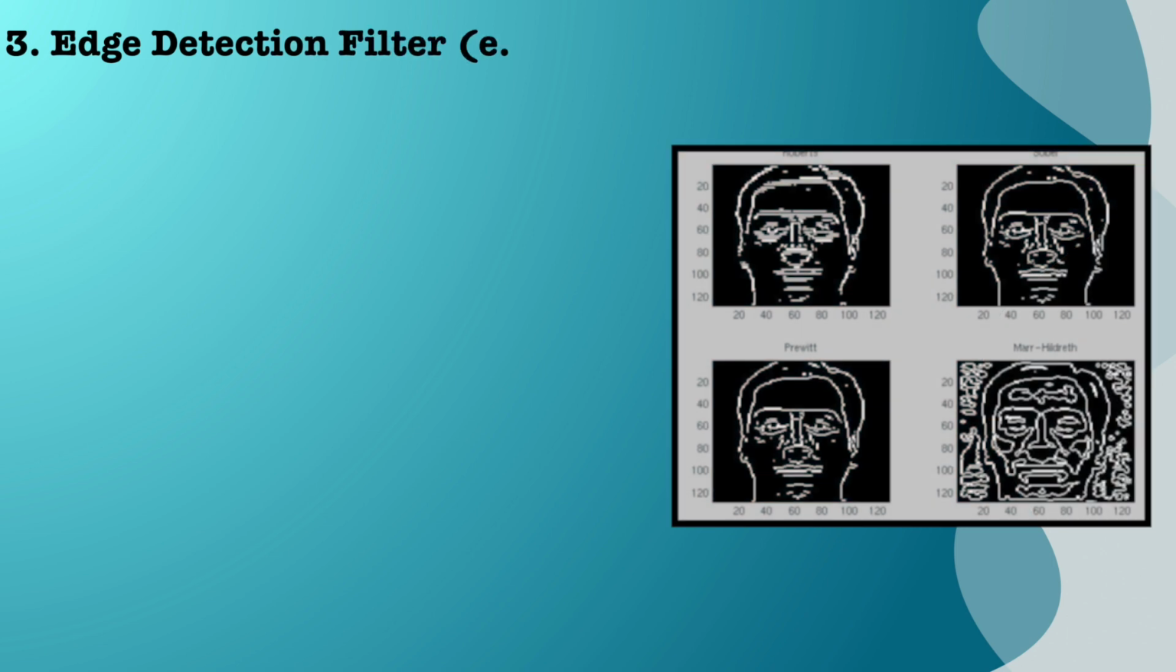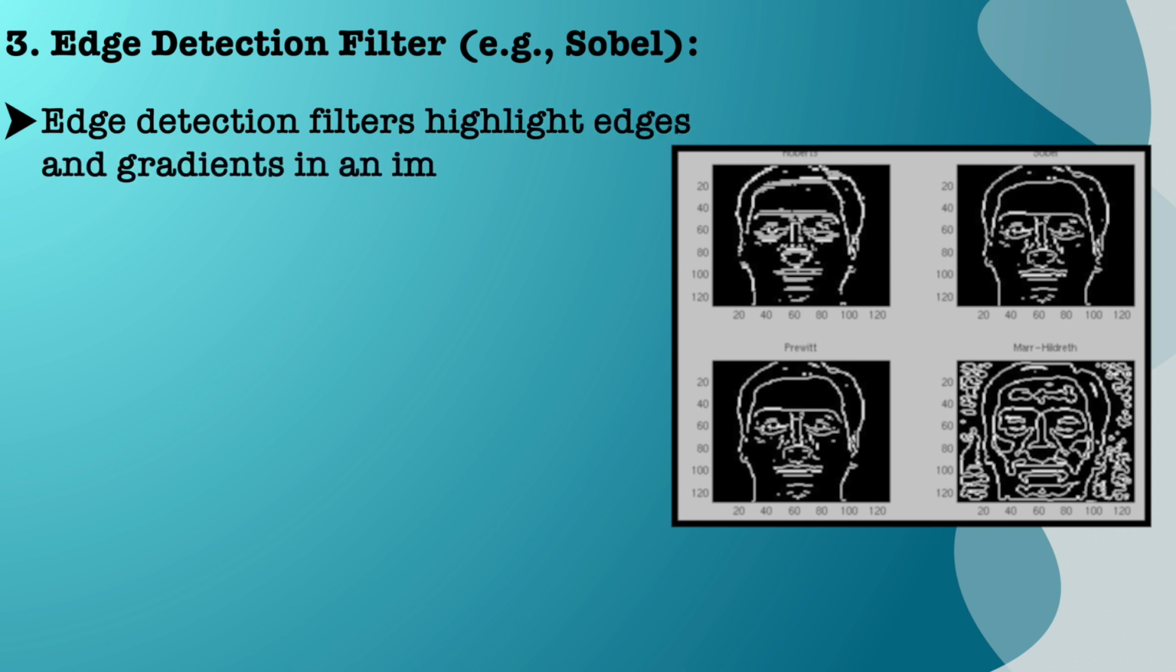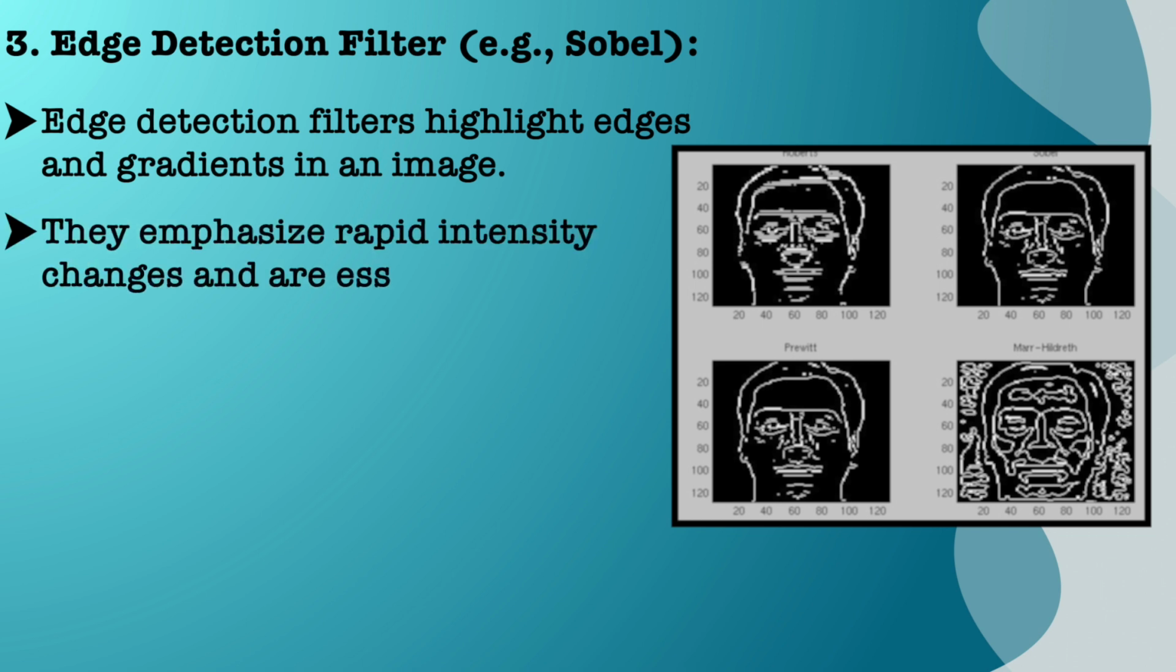Then next is edge detection filter, and the most common example is Sobel, or another example like Canny is also one of the type. So here in edge detection, it filters highlight edges and gradients in an image. They emphasize rapid intensity changes and are essential for object boundary detection.